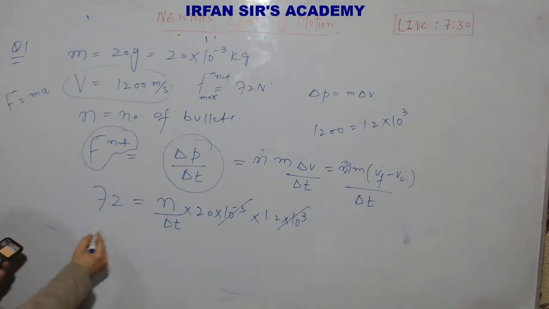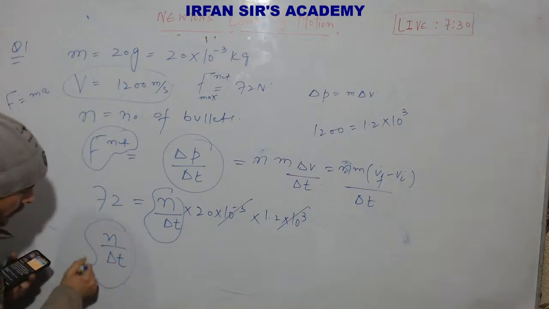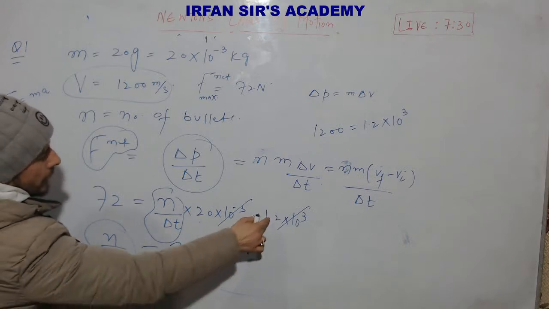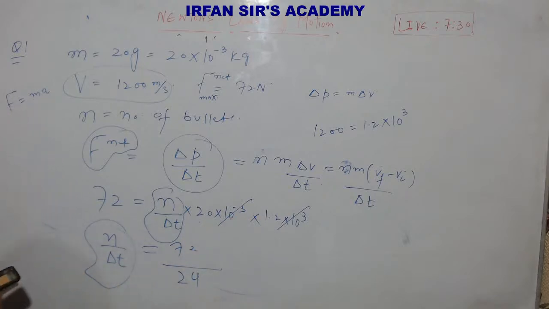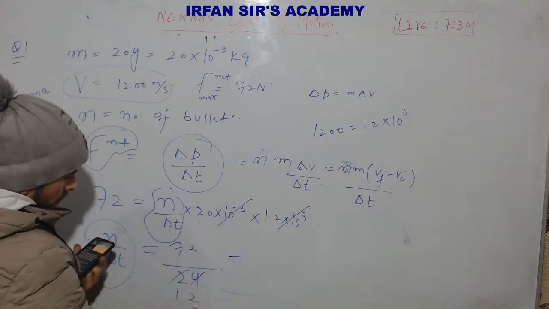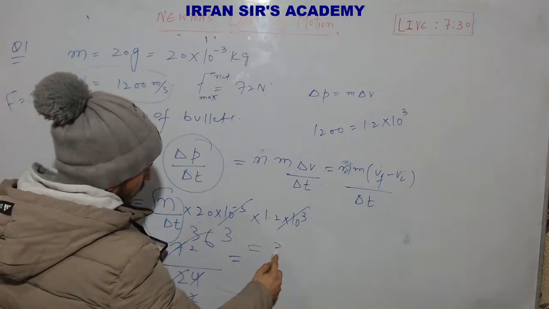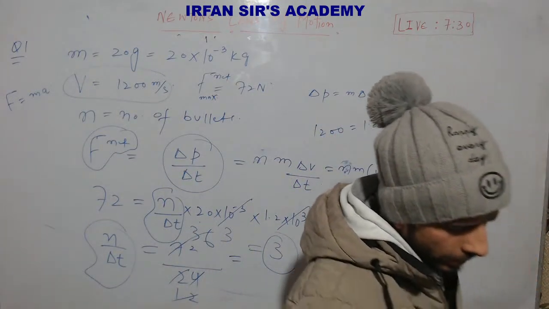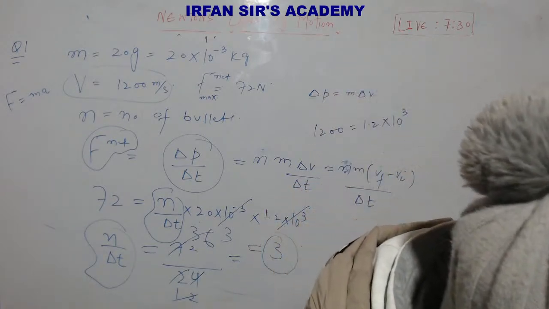Now what are we left with? n upon delta t, that is the number of bullets fired per unit time. That is equal to 72 divided by 20 into 1.2, which will be 12 into 2, that is 24. On solving, what will be the answer? The answer should be 3. Yes, 3 is the correct answer.